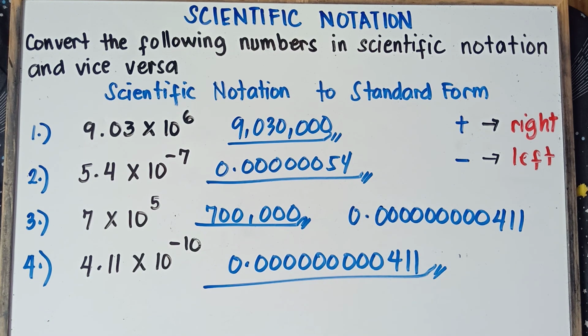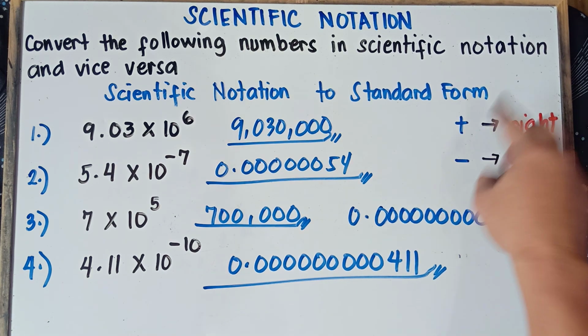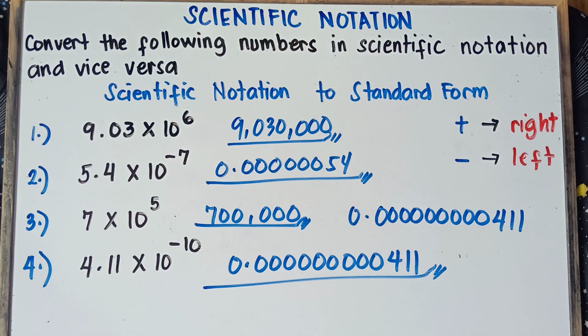For activity number 2, converting scientific notation to standard form. So this is the thing that you need to remember, class. If it's positive exponent, move to the right, starting from the decimal point. If it's negative exponent, move to the left, starting from the decimal point.